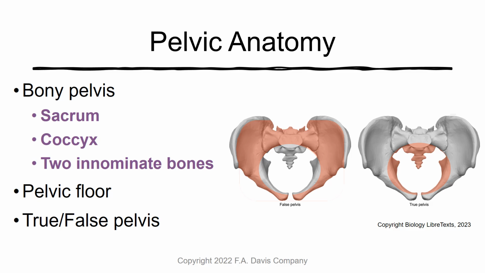Now, the true pelvis, on the other side, you see the highlighted part on the right-hand picture. This is the part of the pelvis that is important for childbearing because this area must be large enough in diameter, so across, to accommodate the fetal head during delivery. And we're going to talk more about this on the next slide as far as the diameter of the pelvis.